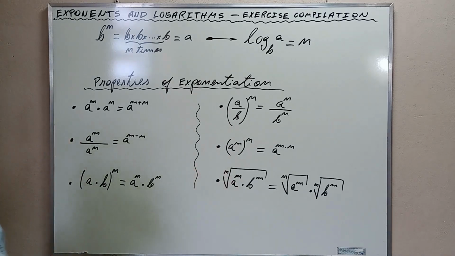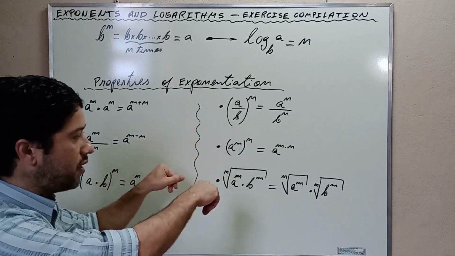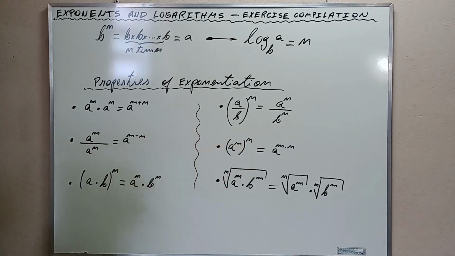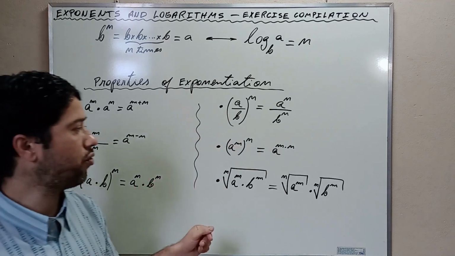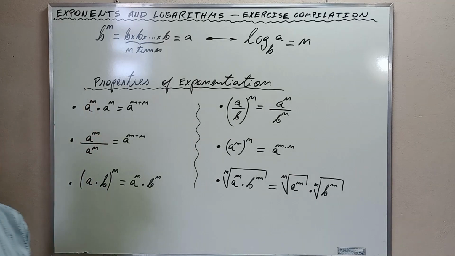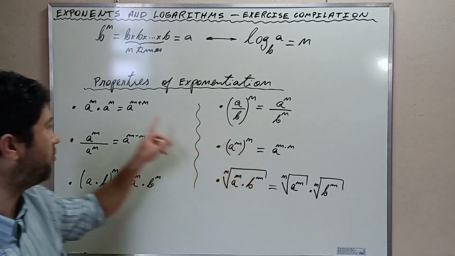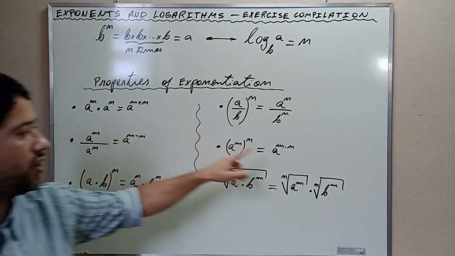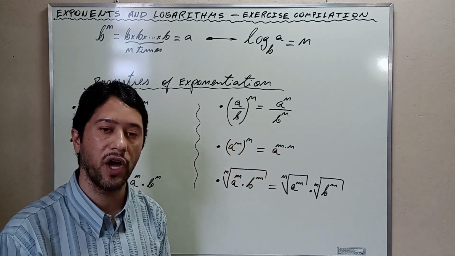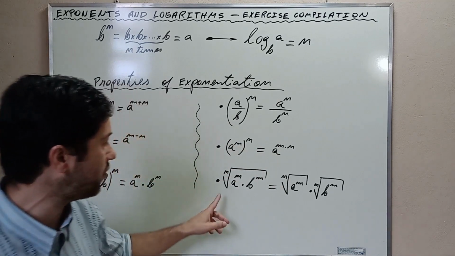a to the mth power, and the entire number raised to the power of n, is equal to a raised to the power of m times n. Observe that this is different than this. This is addition and this is multiplication. And the last property that's going to help us solve the exercises is this.